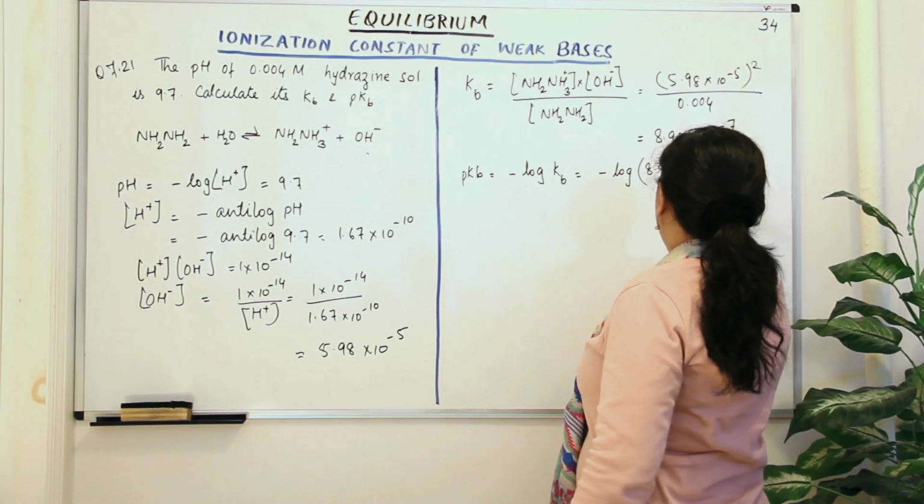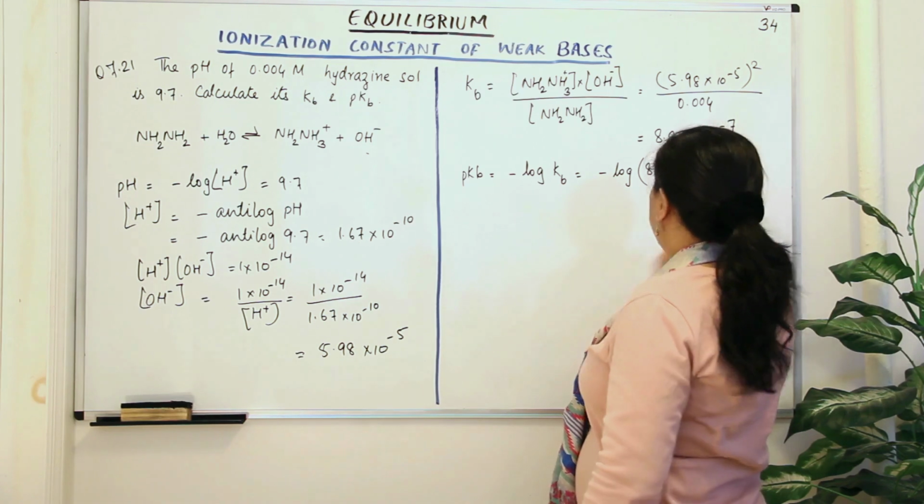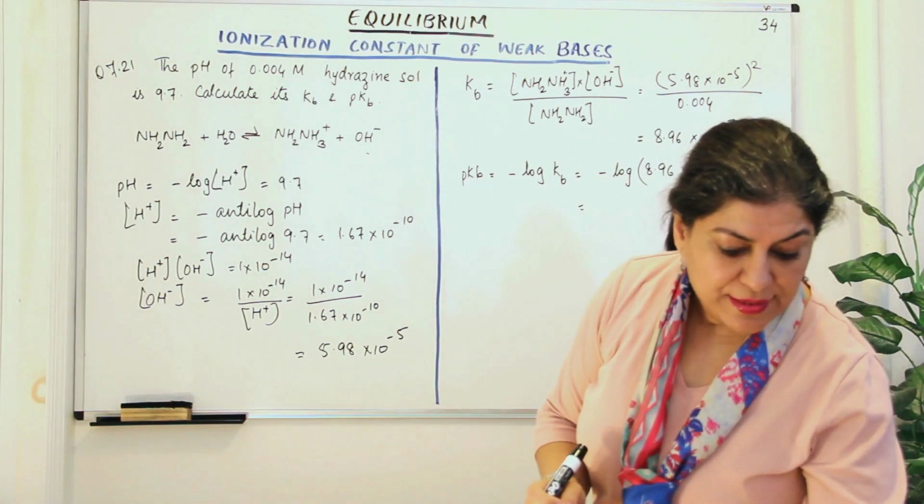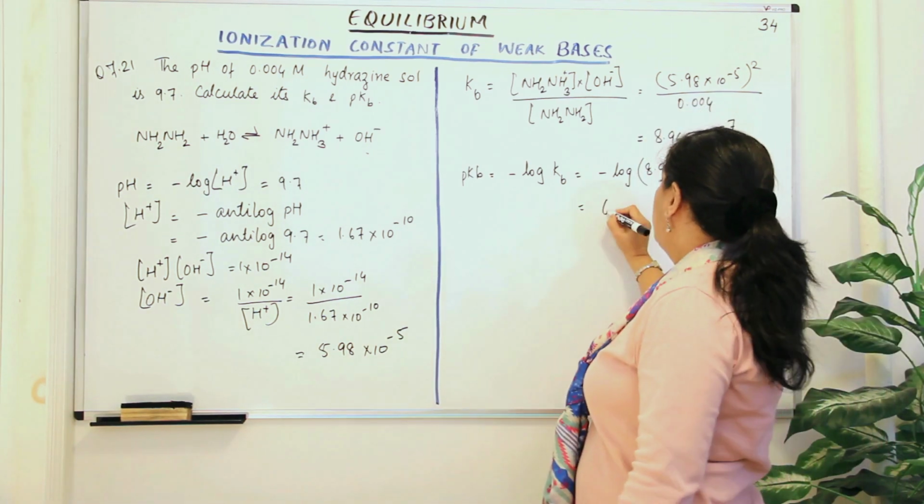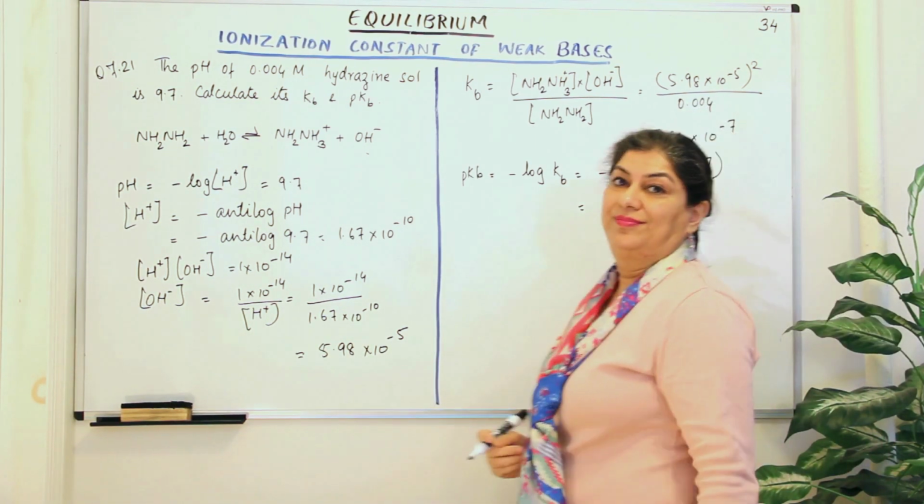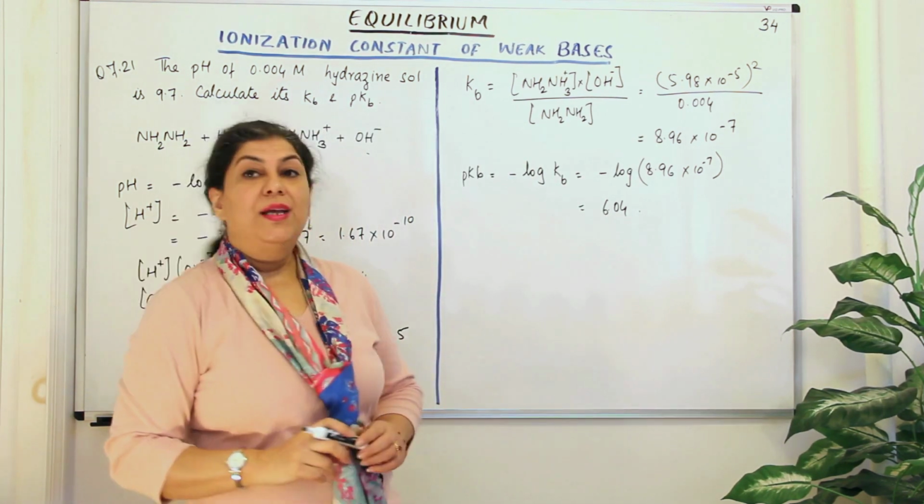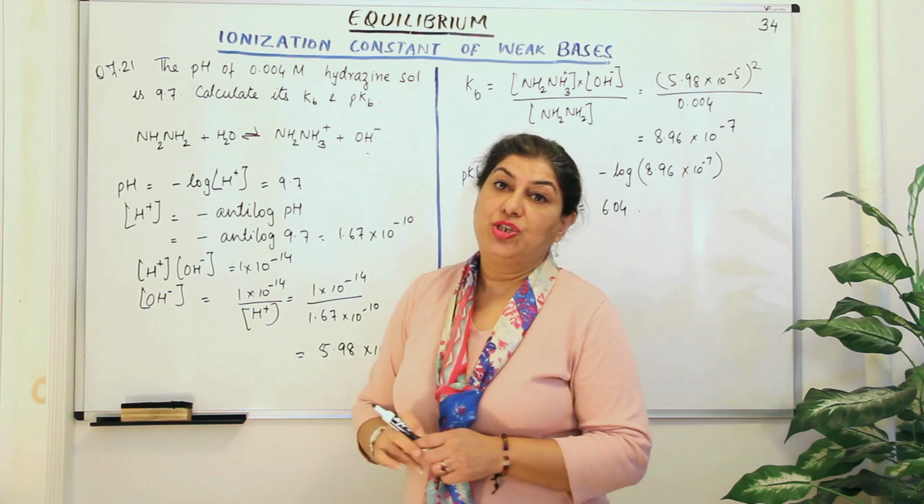8.96 into 10 to the power minus 7. And when you solve this, you find the log of this, and the value will come out to be 6.04. Right? So that is the value of pKb. So this was question 7.21.